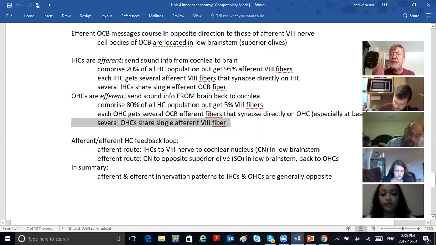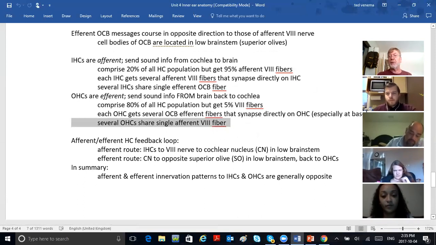Just think of inner hair cells, eighth nerve. Outer hair cells, olivocochlear bundle. Inner hair cells, afferent. Outer hair cells, efferent. So the cochlea is a two-way street. It's sending info to the brain. It's taking info from the brain.